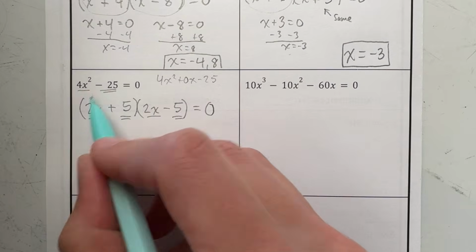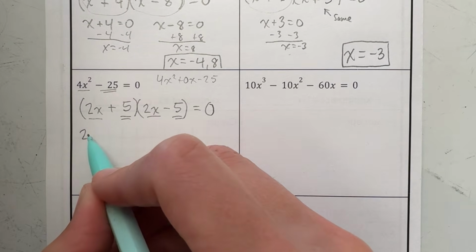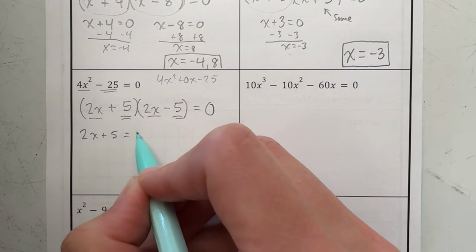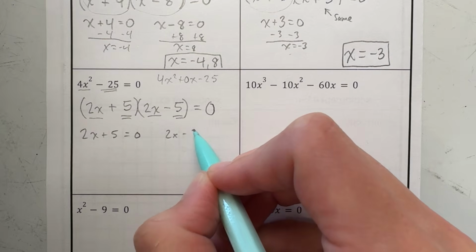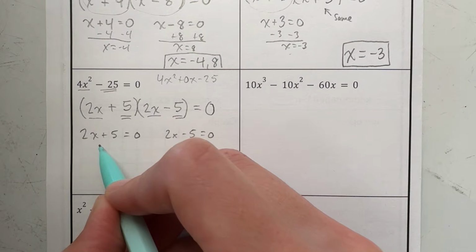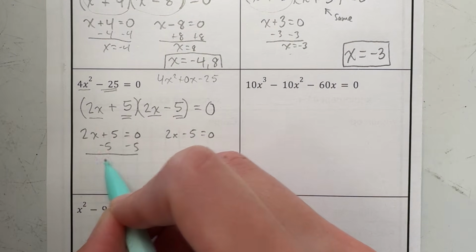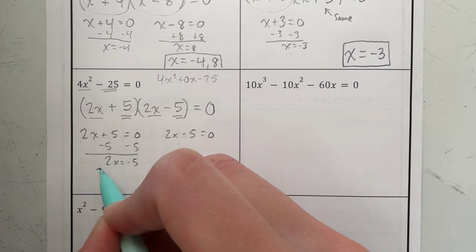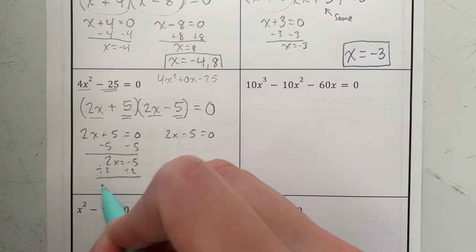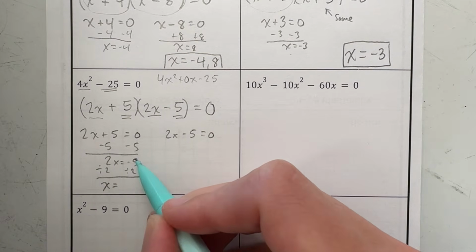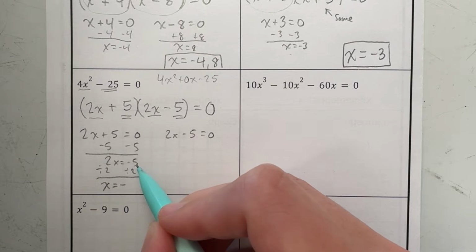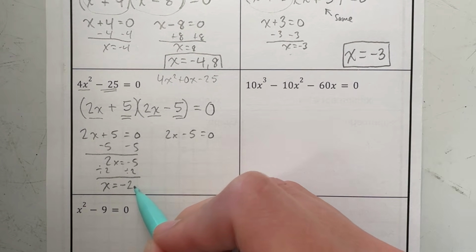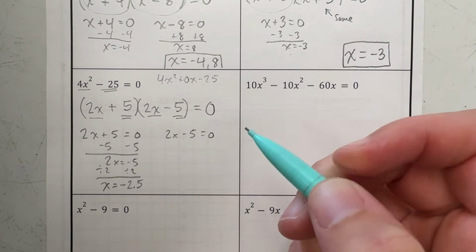Okay, so now I have factor times factor equals 0. So either this equals 0 or this equals 0. Okay, in this case, I'm going to subtract 5 from both sides. Then I'm going to divide by 2. You can write this as just negative 5 over 2. That's fine. Or you can put it in your calculator. You would get negative 2.5. Either way, I don't care. Doesn't matter.